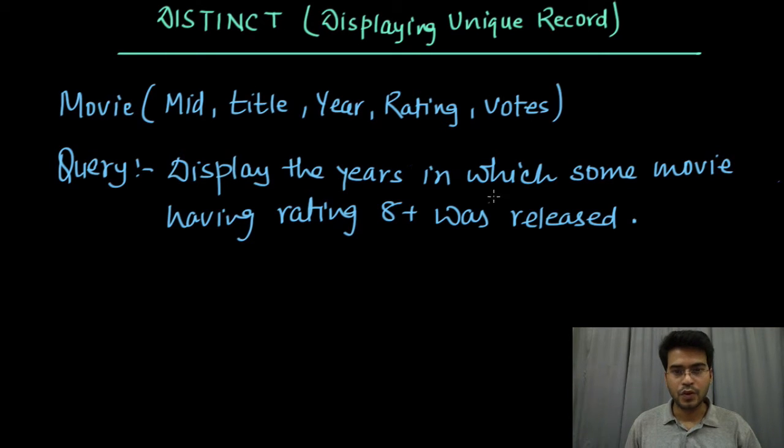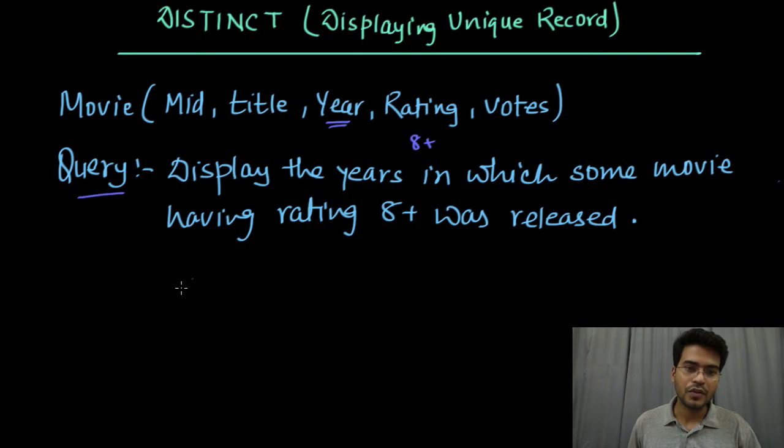Basically, when we perform a query in SQL, the result is given in the form of a table, and we may have duplicate records. So let's see this query here. We have been given the query: display years in which some movies having rating 8 plus were released. Basically, we have to find the years in which some movie was released which eventually got a rating greater than 8.